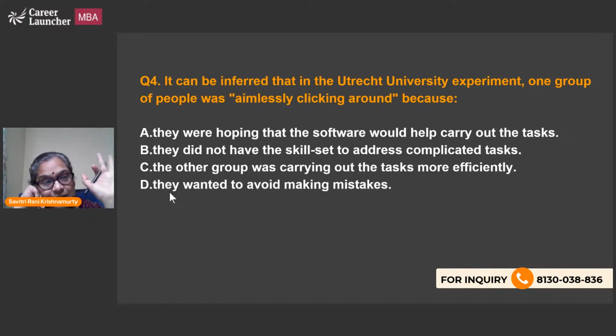The university example in the second paragraph. The university did an experiment, right? One group with rudimentary software and another group with sophisticated software. The one with the sophisticated software was aimlessly clicking around. Why were they aimlessly clicking around? This is an inference question. Read the options. If you want, I'll show you the passage again. They were hoping that the software would help to carry out the tasks. They did not have the skill set to address complicated tasks. The other group was carrying out the tasks more efficiently. They wanted to avoid making mistakes.